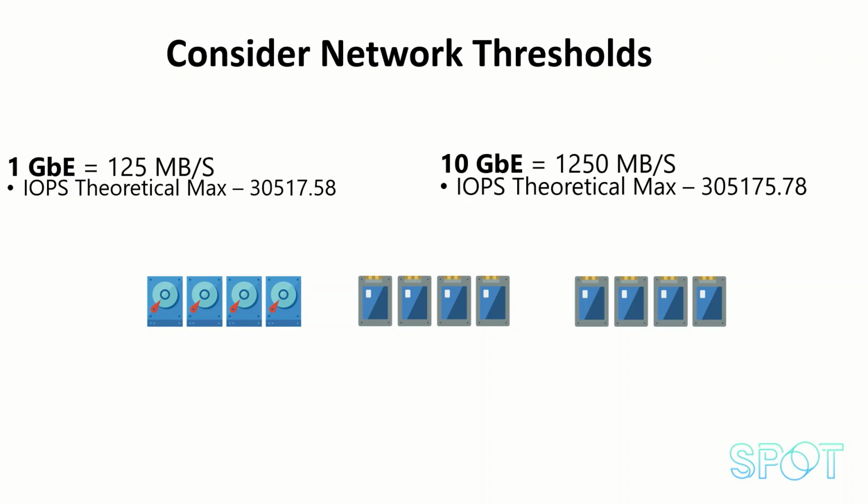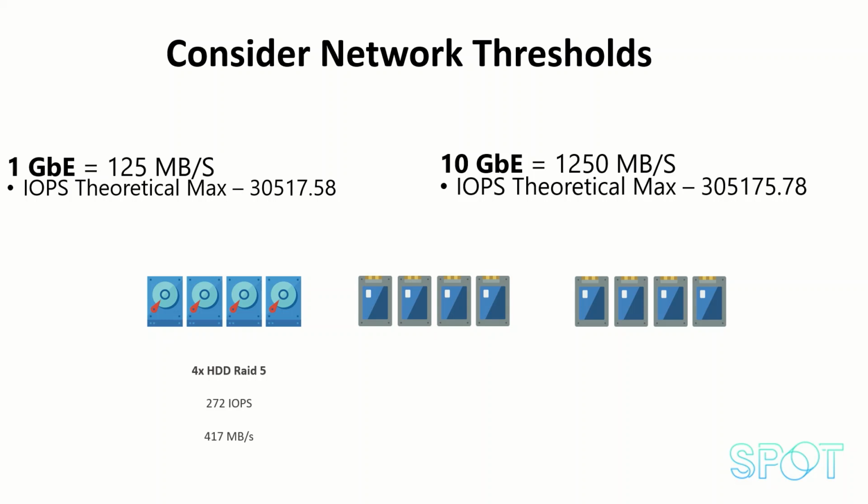So now I'm going to talk about network thresholds. So here you can see 2 networks. We have a 1 gig network and a 10 gig network, and we can see their throughput and the theoretical maximum IOPS. For the 1 gig, it's just over 30,000, but for the 10 gig, it's just over 300,000. So a common problem here is that this is mainly overlooked, and you must make sure your network matches the speed of your Synology.